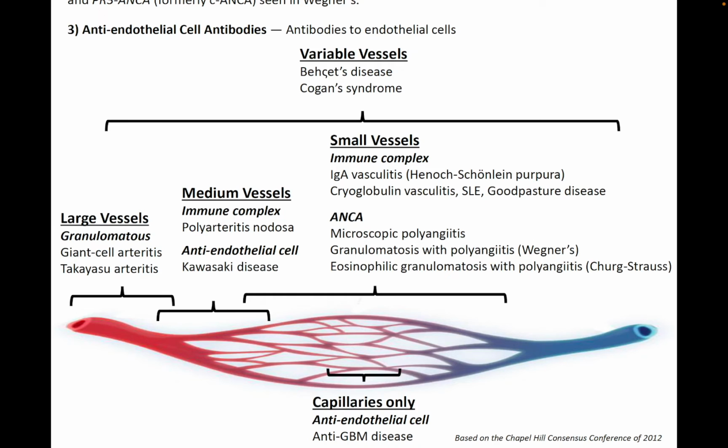There are different categories. There's vasculitides that can affect variable vessels, such as Behçet's disease and Cogan syndrome, small vessel vasculitides, like immune complex and the ANCAs. Within the immune complex category of small vessel vasculitis, you have IgA vasculitis, or Henoch-Schönlein purpura, cryoglobulin vasculitis, lupus, and Goodpasture disease. In the small vessel ANCA category, there is microscopic polyangiitis, Wegener's, and Churg-Strauss.